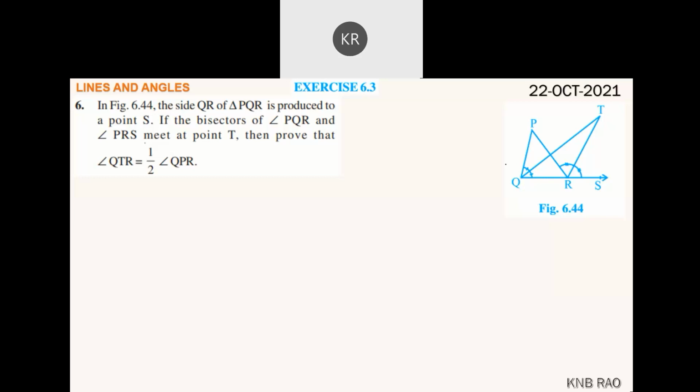In the figure, the side QR is produced to S. If the bisector of angle PQR and the bisector of angle PRS meet at T, then prove that angle QTR is half of angle QPR. Angle Q, angle R, I am just labeling it. Fine.